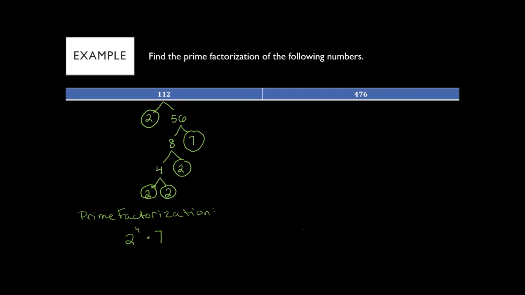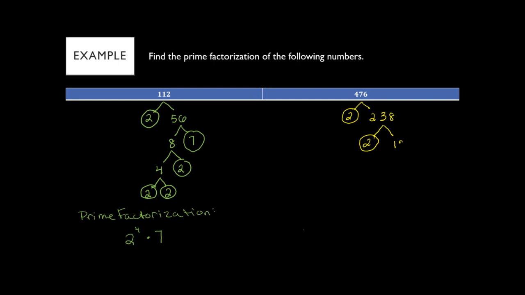So let's take a look at this 476. It ends in a 6. That's an even number, so I know I can divide it by 2. So I'm going to do 476 divided by 2. This gives me 238. That ends in an 8, which is an even number, so I can divide it by 2. And this is probably the longest way to do this, but I don't really know my multiplication of numbers.